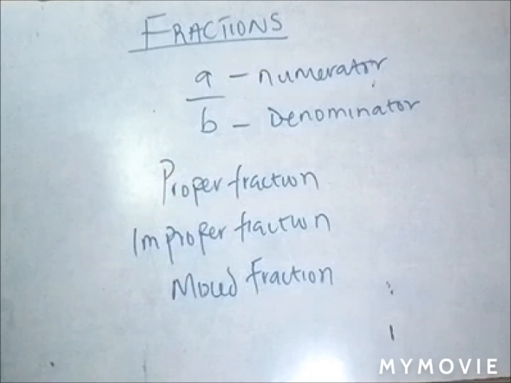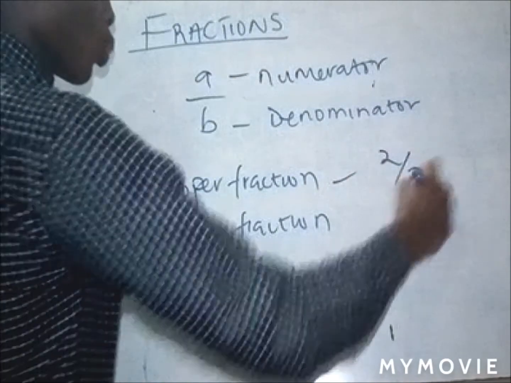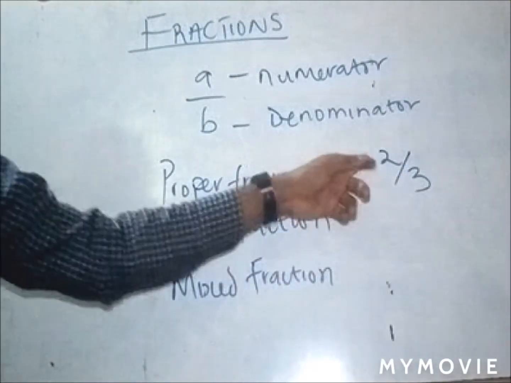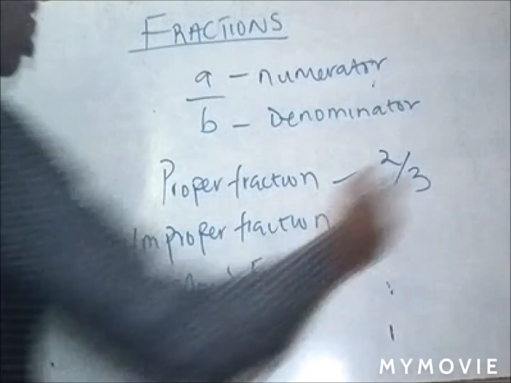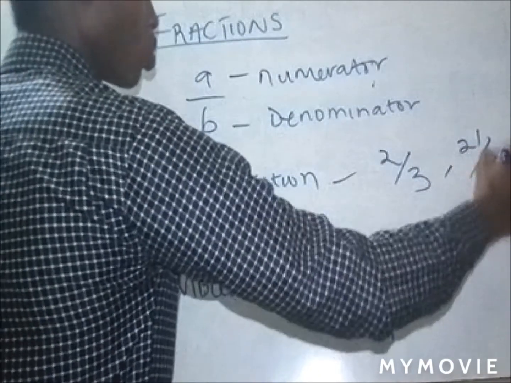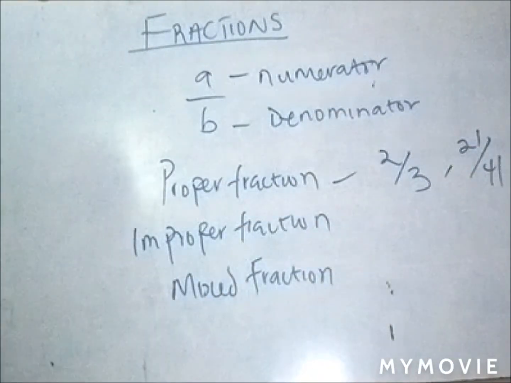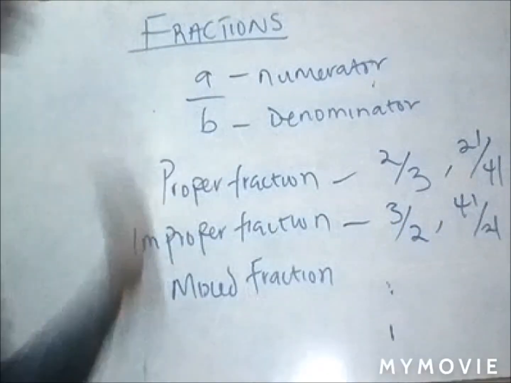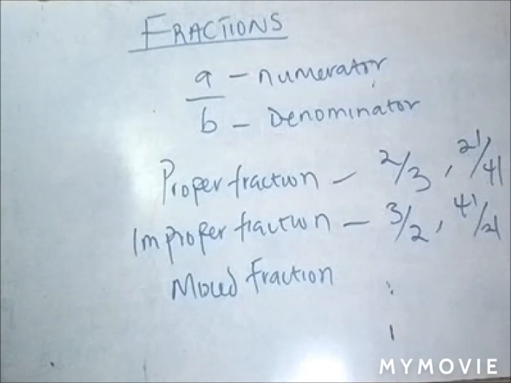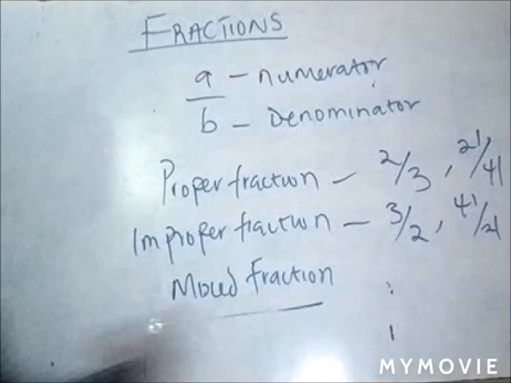For proper fraction, we have something like 2 over 3, where we have a lower numerator and a higher denominator. So when you have 2 over 3, or maybe something like 21 over 41, a lower numerator and higher denominator, that is a proper fraction. Then for improper fraction, it's just the opposite. You have like 3 over 2 and 41 over 21. The numerator is higher, the denominator is lower. And most times this type of fraction ends up as a mixed fraction.